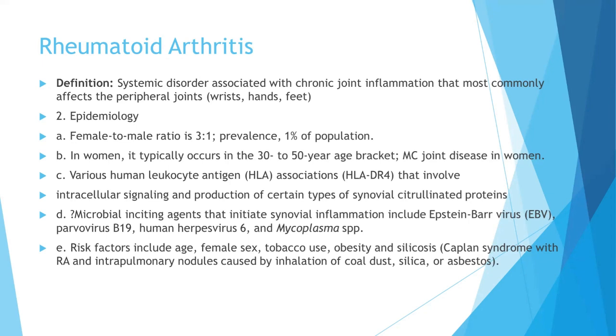There are some microbial agents like Epstein-Barr virus, parvovirus B19, and mycoplasma species, which may be associated with RA flare. Now, the risk factors include age, female sex, tobacco use, obesity, and silicosis. Caplan syndrome, with rheumatoid arthritis and intrapulmonary nodules, is caused by the inhalation of coal dust, silica, or asbestos. So whenever there is a spectrum of occupational lung diseases, there may be lung symptoms plus joint symptoms, and it can hint towards rheumatoid arthritis.